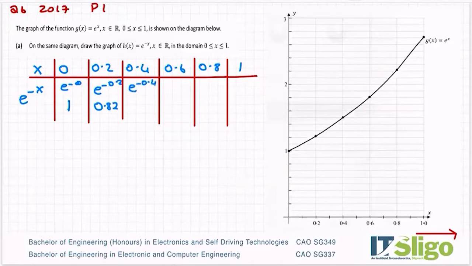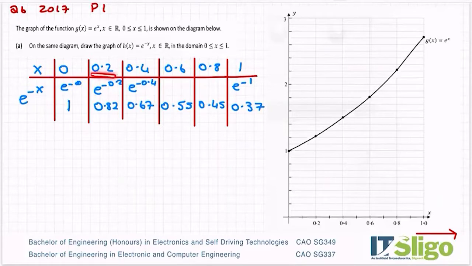e to the minus 0.4. Let me go back and change that 2 to a 4. And I'm getting 0.67. Let's go back and change the 4 to a 6. 0.55. And 0.45. And e to the power of minus 1 is 0.37. Okay, so that's what I'm going to plot on that graph.